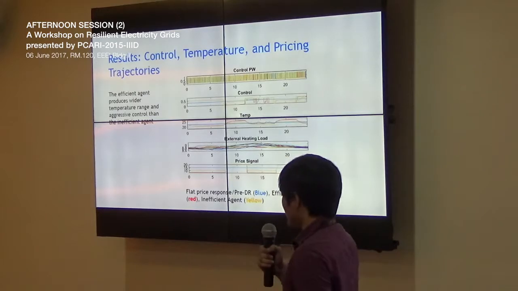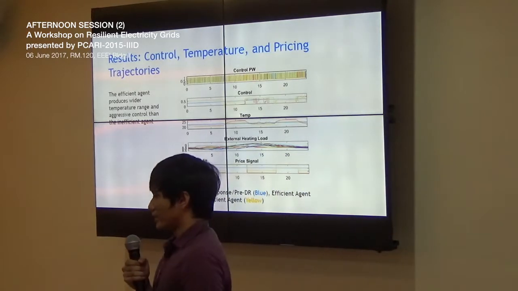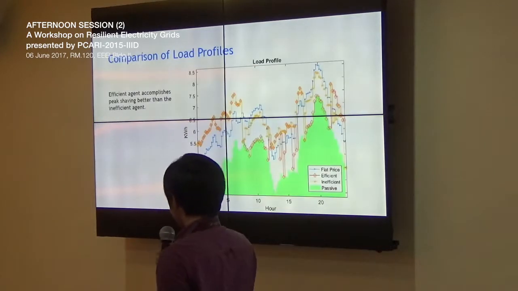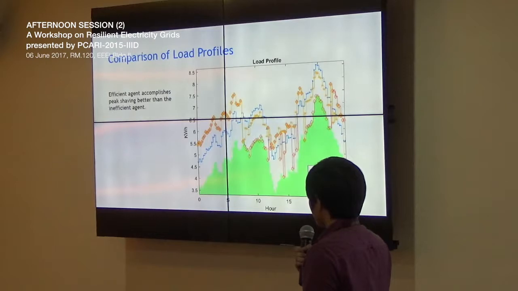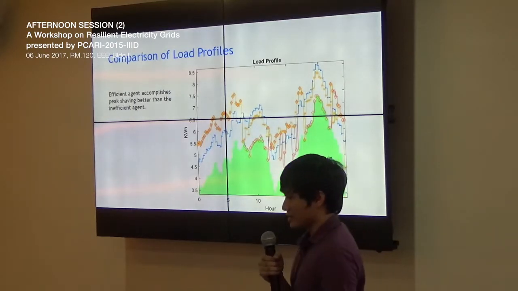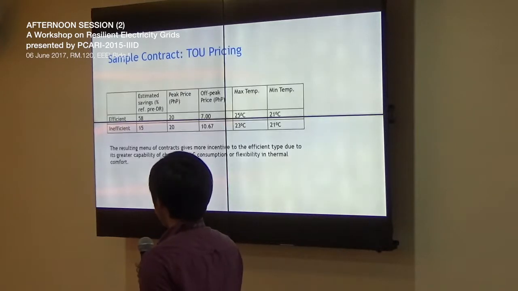And the efficient agent essentially produces a more aggressive control compared to an inefficient one. And in terms of load profile, the efficient agent is able to reduce peak consumption more than the inefficient one. But this is the sample contract.